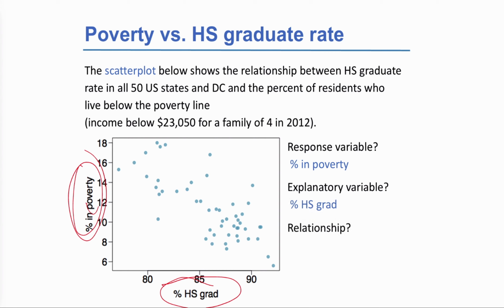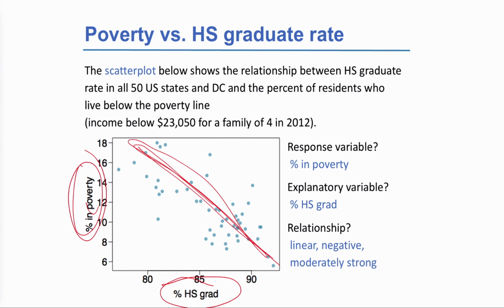And how would we describe this relationship? All right. It's linear, negative, and moderately strong. As the percent high school graduation rate goes up, the percent in poverty goes down. It appears to be linear. There's no obvious curved pattern. And moderately strong, it's not a perfectly strong correlation, but we can definitely see a linear correlation there.